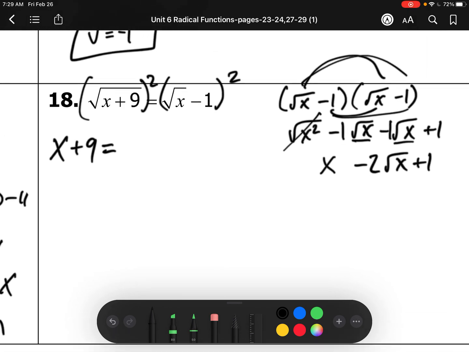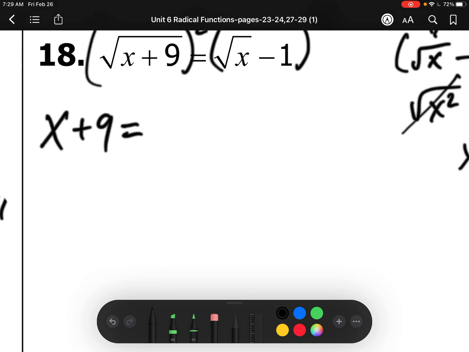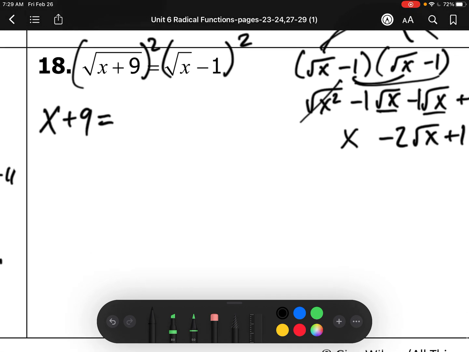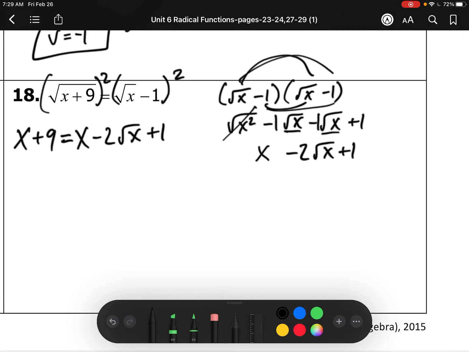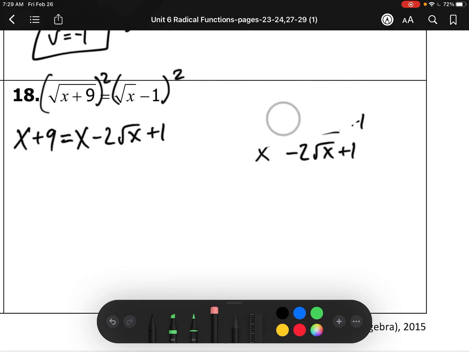Hope that part was simple for you guys to understand since we have been doing that. If not, let me know. Send me a message on Canvas. So I have x minus 2 times the square root of x plus 1. All right, I'm going to erase this so I can check my answer later.